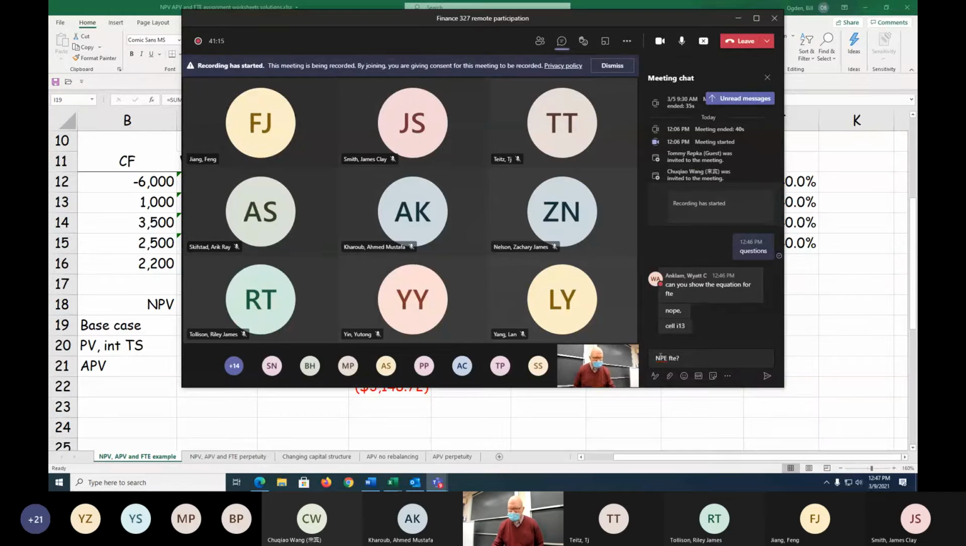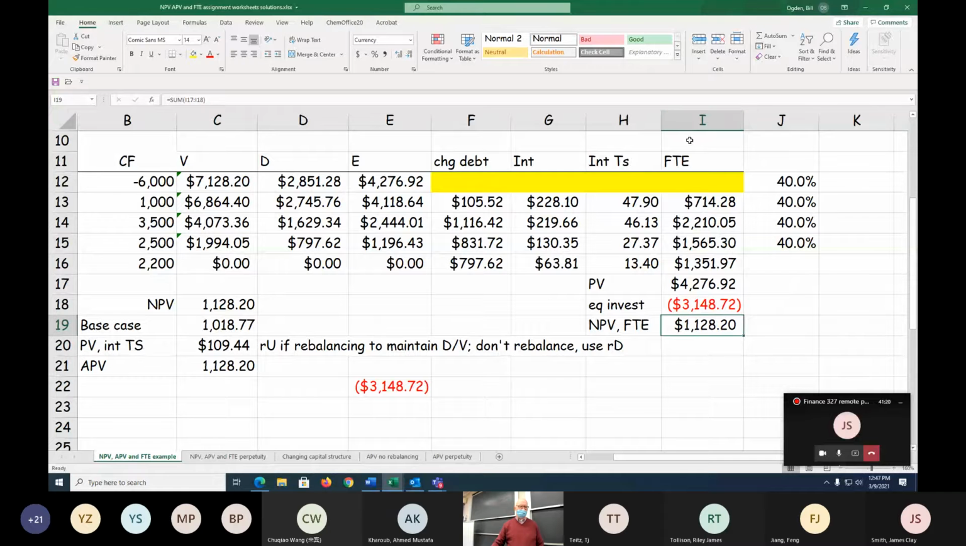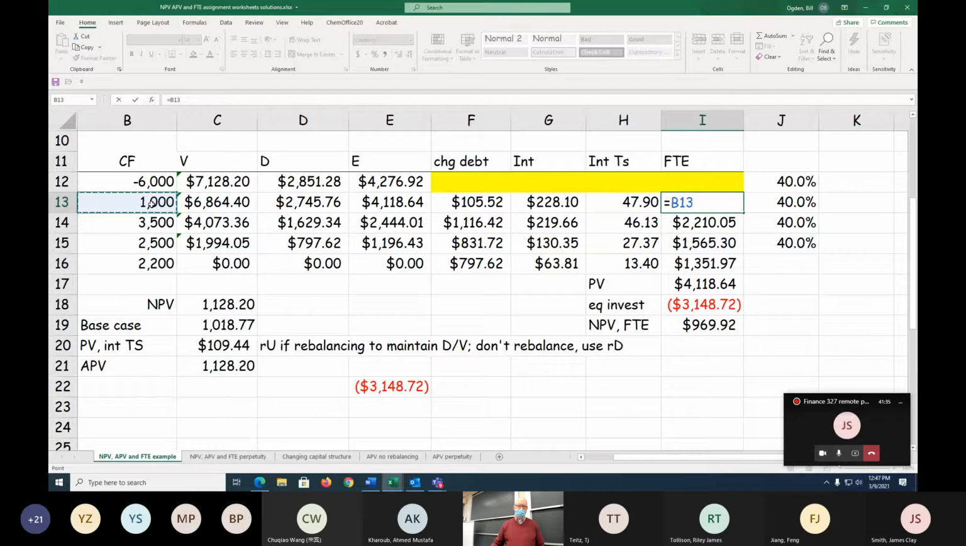Let's look at cell I13 then. Here's I. Oh, here. Okay, the flow to equity itself. Okay, let's do this one all over again. It equals the cash flow minus the debt that must be repaid minus the interest, and then plus the interest tax shield.